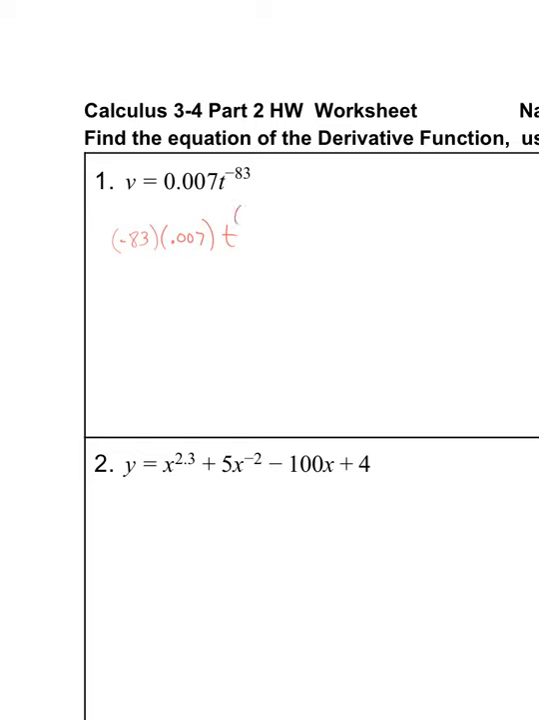It looks like this, negative 83 minus 1. Now when you simplify it, negative 83 times 0.007, that's a fun one. You get negative 0.581 t to the negative 84. And there you go, there's the power rule. Much quicker than using that big long definition.